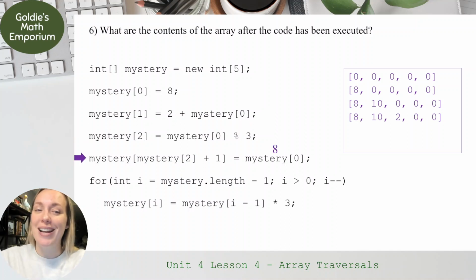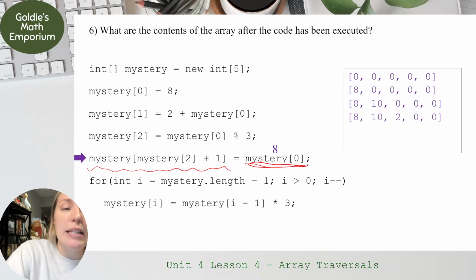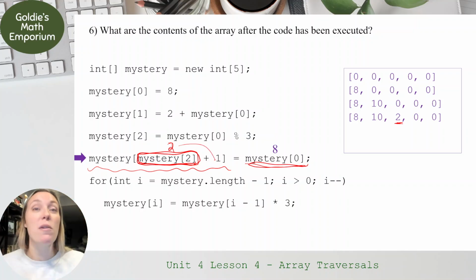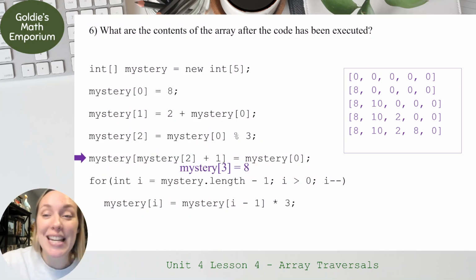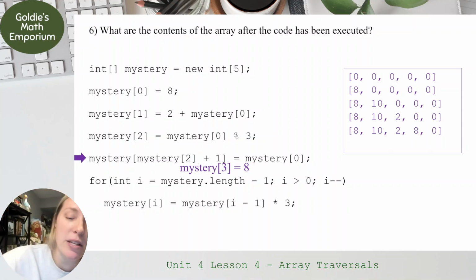Ooh, this is a good one. Okay, this is a good one here. Mystery[0] is 8. Okay, 8 is going to go into what spot here? Okay, what is this spot? Well, mystery[2]. Okay, what is mystery[2]? We have a mystery inside a mystery. Mystery[2] is currently 2. Okay, this currently has a value of 2. What's 2 plus 1? 3. All right, the best math. And then now that 3 refers to the index. Isn't that cool? So mystery[3] is going to be equal to 8. You see what I did there?